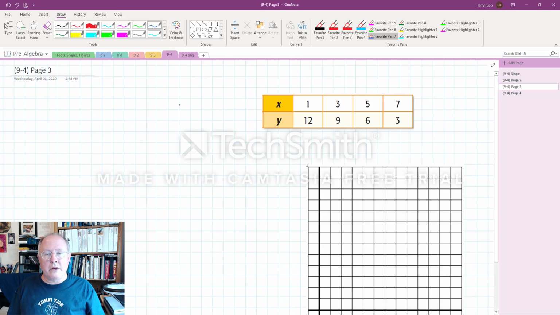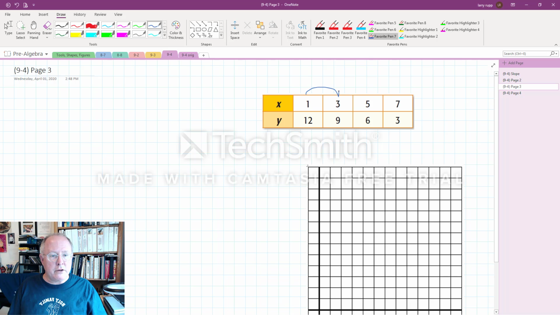Okay, let's do example 3. This is finding slope using a table. It says the points given in the table lie on a line, find the slope of the line, and then graph the line. So we look at the table here. Now remember back when we were talking about linear functions, the test for linearity was whether the x's and the y's each changed by the same amount.